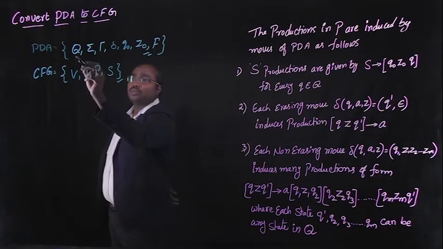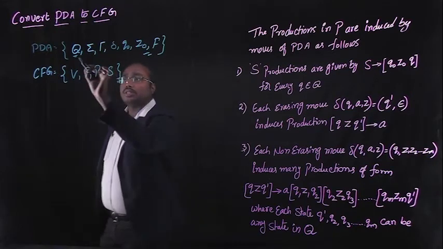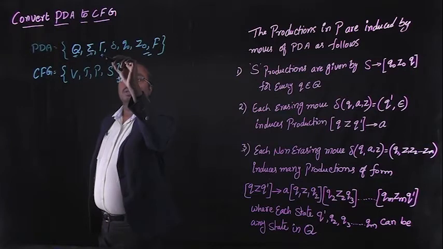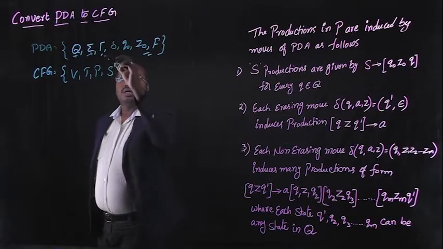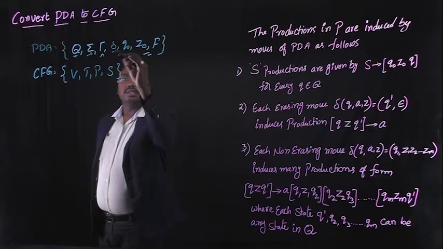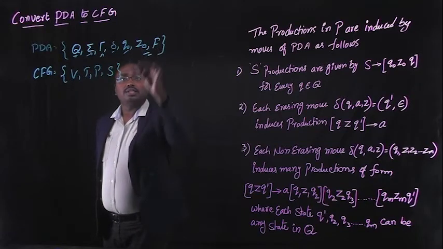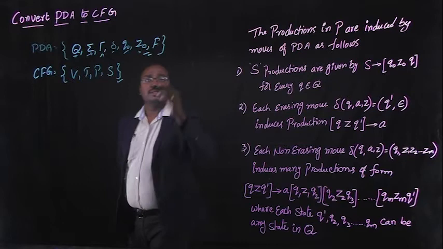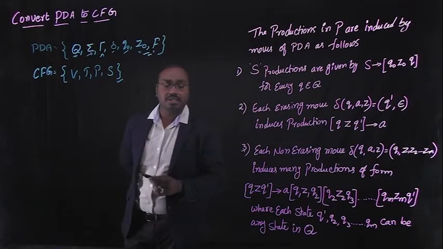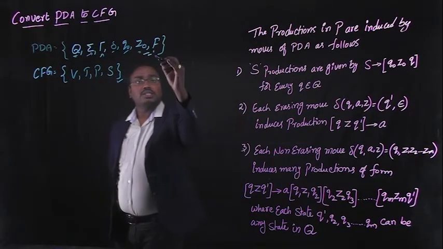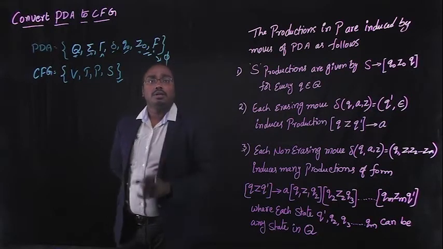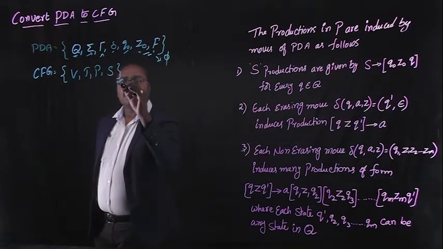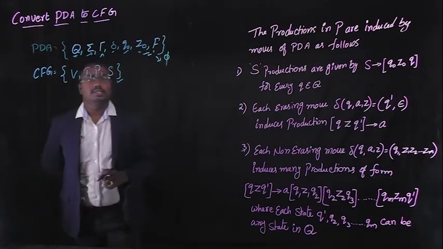So what is Q? Q is a set of states in the transition diagram, sigma is a set of input symbols, and tau represents stack symbols, delta is the transition function, Q naught is the initial state, Z naught is the starting symbol in the stack, and F represents the final state. Here we are representing the final state as a null set.